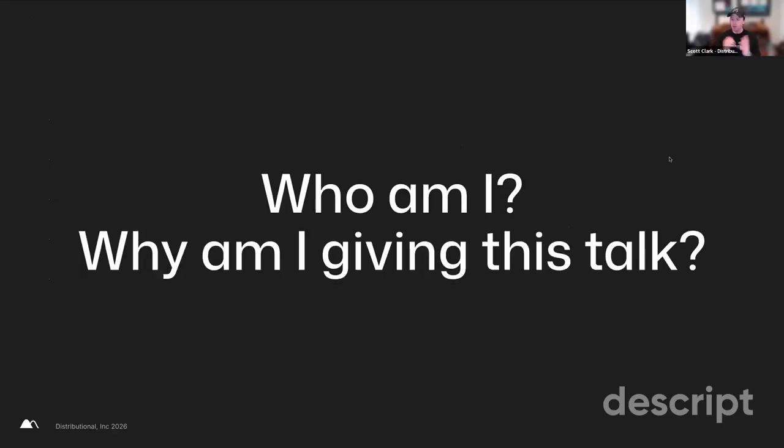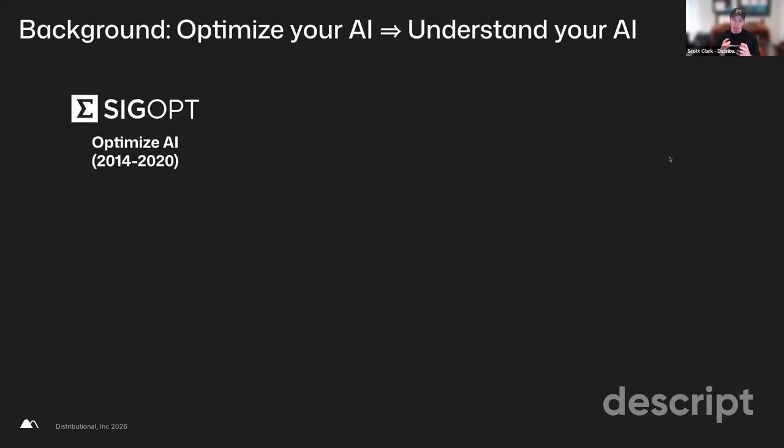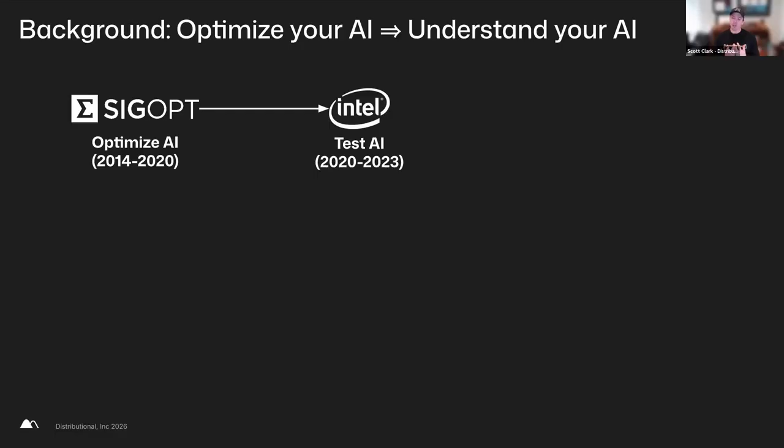First up, who am I? Why am I giving this talk? I've been building AI tools for more than a decade now. My first company that I founded was called SigOpt. It was an optimization tool. So think hyperparameter tuning and neural architecture search back when people were building their own models. This was based off of my PhD thesis, and we got to work with a lot of really cool people, including OpenAI in their very early days, helping them tune some of their early RL models back when they were a video game RL shop. But ultimately we sold that company to Intel in 2020.